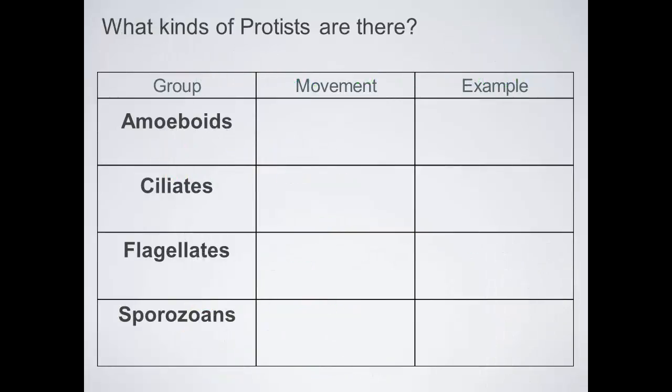So there's really four big groups of protozoans, and they're based on how they move, how they get around. There's different ways they have of moving.